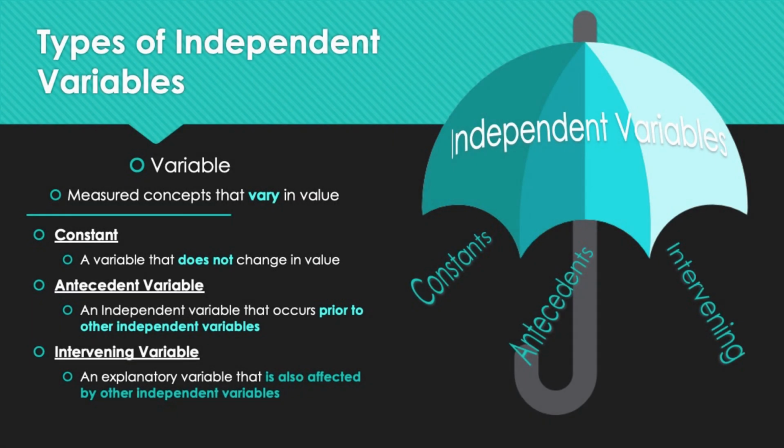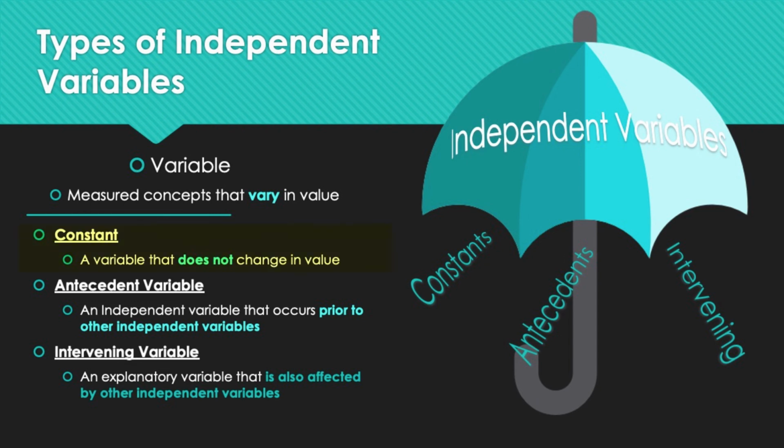Knowing the type of independent variable that you're working with is going to be really helpful later on when you're trying to develop hypotheses or explain relationships. How does the independent variable influence the dependent variable? Well, knowing exactly what type of independent variable it is can be immensely helpful. So there's essentially three main types of independent variables that I'd like you to know about. And that's 1, constants, 2, antecedents, and 3, intervening variables.